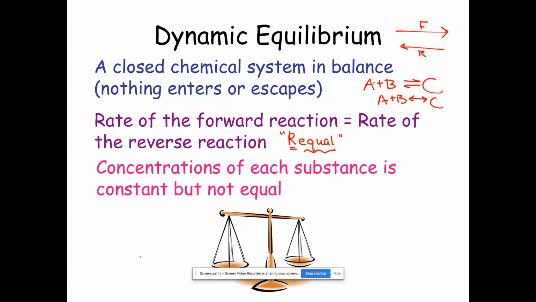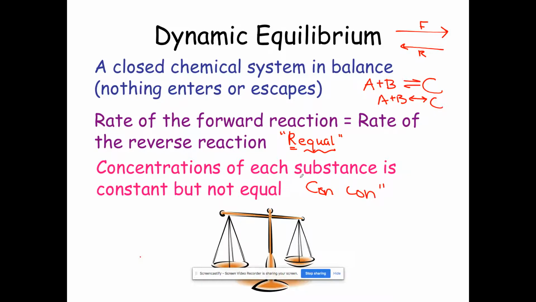So the amount of A is not going to change as it goes back and forth. B is not going to change. C is not going to change as it goes back and forth, back and forth. By the way, these two things are happening simultaneously. So as this is going this way, this is going this way. So a way to remember this is con.